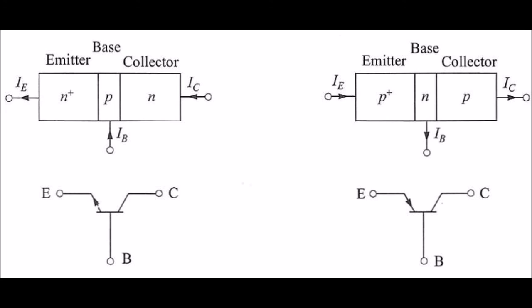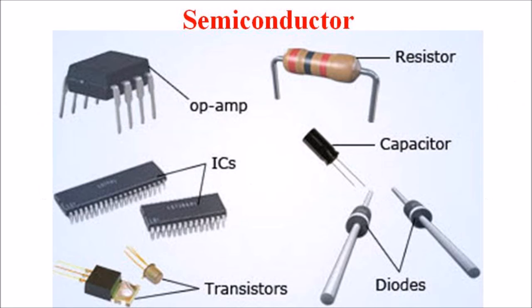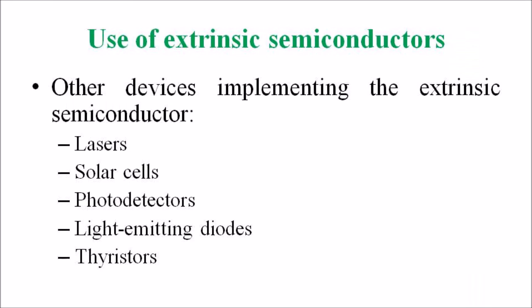The next one is a field effect transistor, that is FET. So this is another type of transistor which amplifies the current, implementing the extrinsic semiconductors. So other common implementations are lasers, solar cells, photodetectors, light-emitting diodes, that is LEDs, and Thyristors. So my dear students, in this lecture we have discussed what extrinsic semiconductors are.